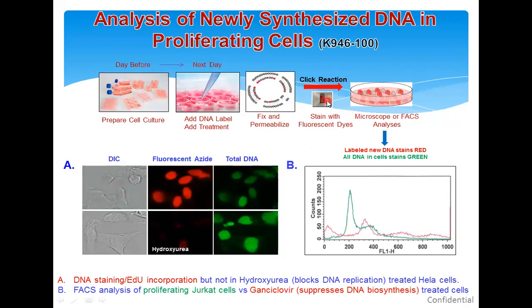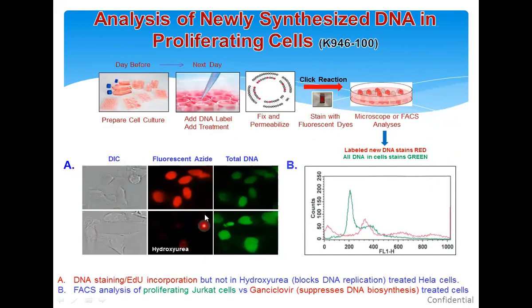You're adding the copper, and EdU is already there. The cells are already fixed at this stage, fixed and permeabilized. The final product, in the cells, you will now have the labeled cells. You are studying them via microscopy or FACS analysis.